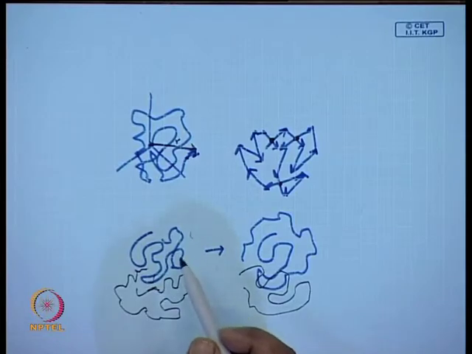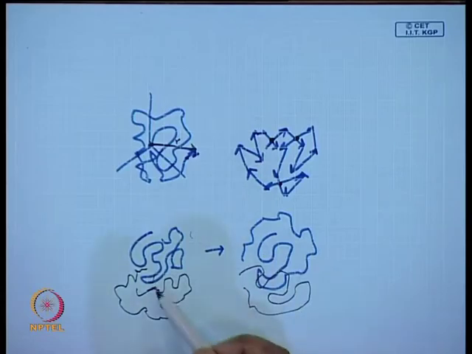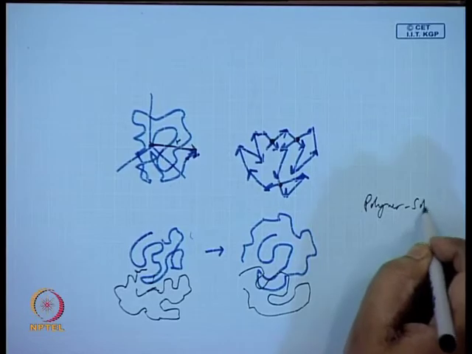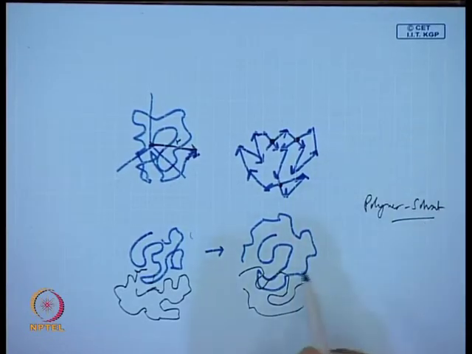Now, in the case of a dilute polymer solution, it is unlikely that two polymer chains will be so close. So, the polymer-polymer interaction, this exclusion, will be less or of lower probability. So, the interaction would be between polymer and solvent. In a dilute solution, the interaction will be between polymer and solvent.